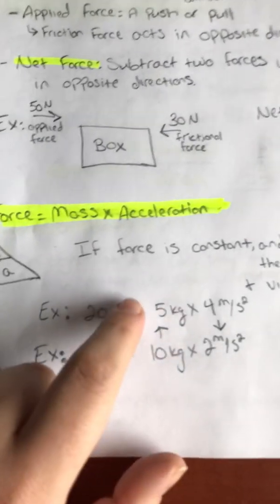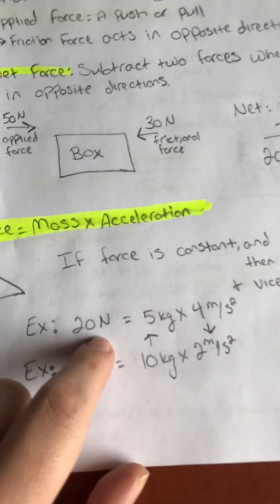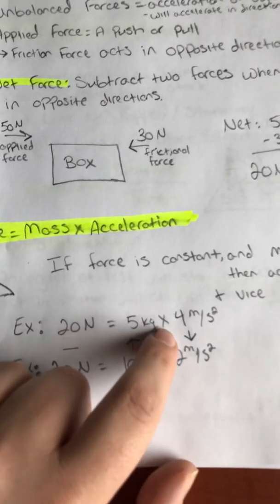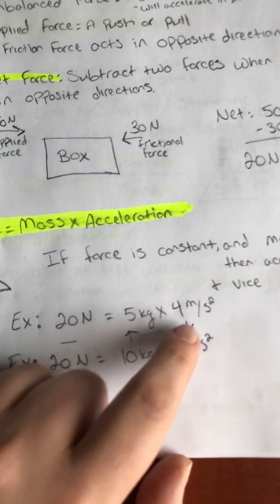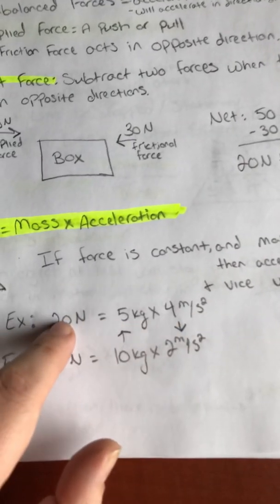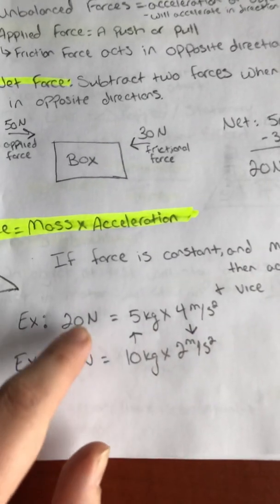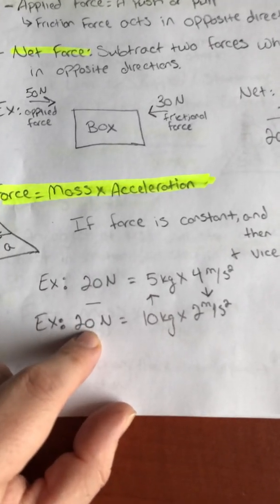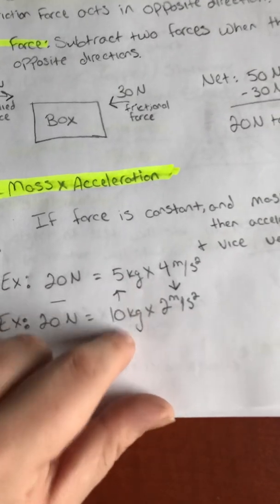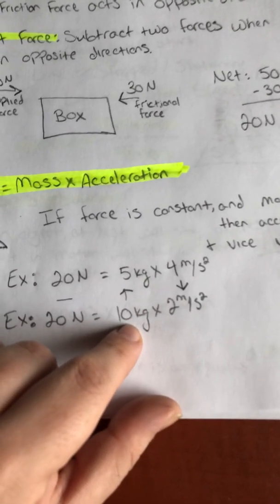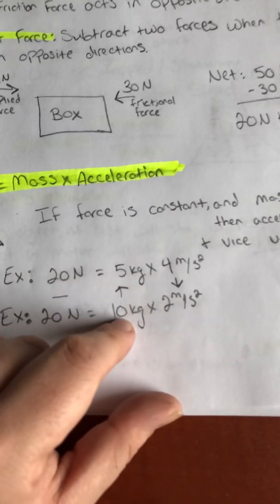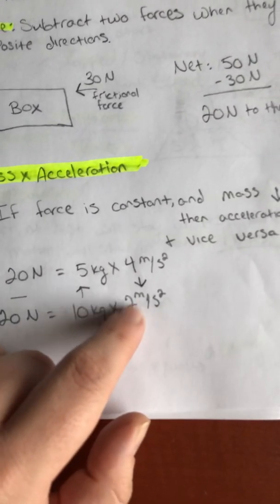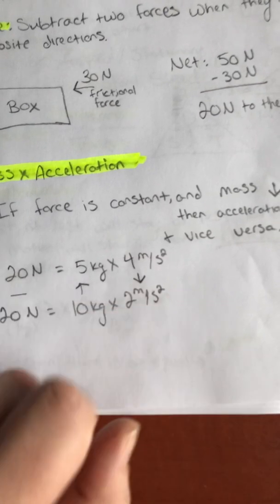For example, if we have a force of 20 newtons, and the way that we got that was multiplying a mass of 5 times an acceleration of 4, right? 5 times 4 gives us our 20, okay? And I said that we're gonna keep that force constant. In the next example, we're gonna keep that constant. And we look and we see now we have a mass of 10 kilograms. So our mass increased. What must happen to our acceleration? It must decrease, right? It went from 4 meters per second squared to 2.